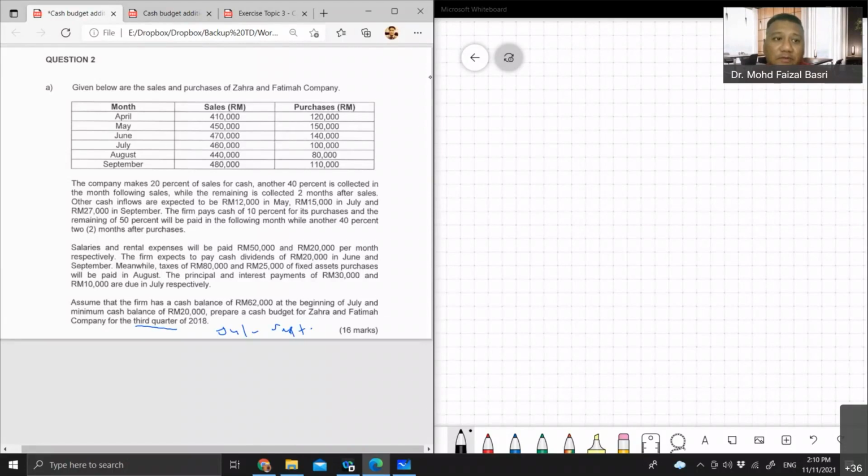Notice that the question gives you sales and purchases from April until September. But the ones that concern us would be from July until September. So the marks will be given based on the information that you put in for July until September only.